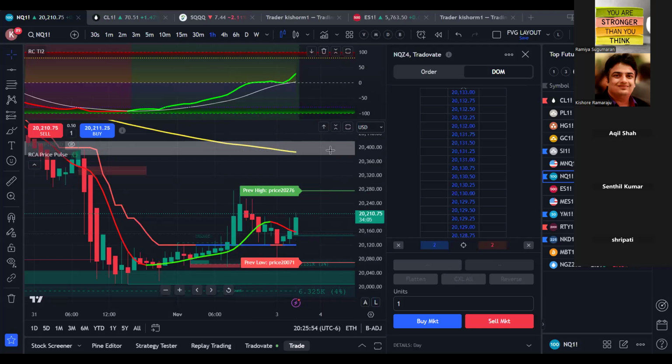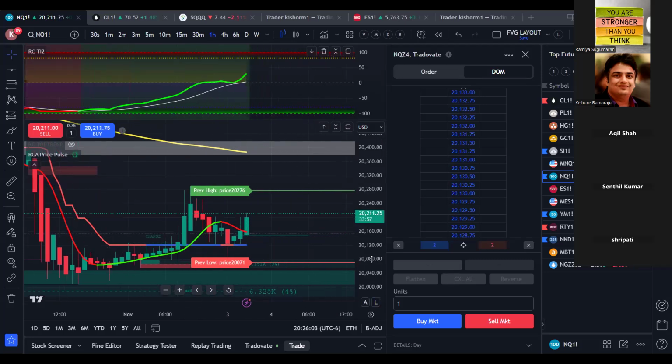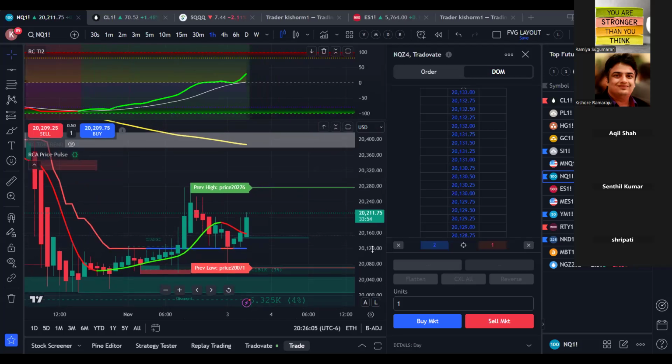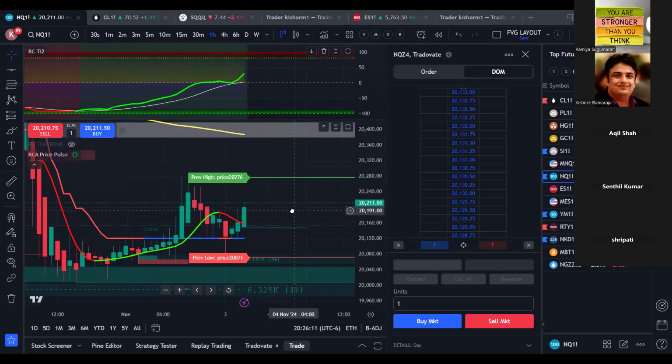Tomorrow 20,400 is our target for NQ. It started going up, came down. So now you know what liquidity is. Liquidity means the places or the points where there can be a lot of buy orders and sell orders.